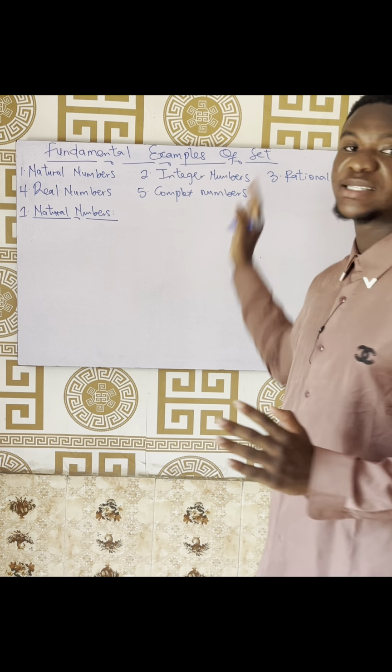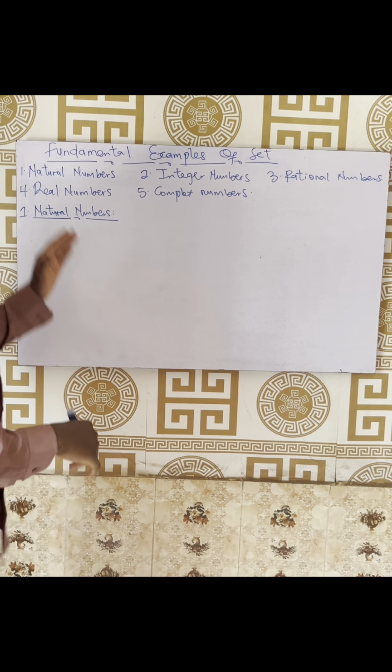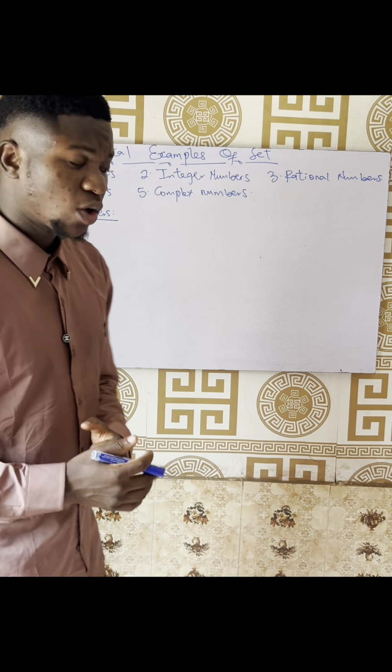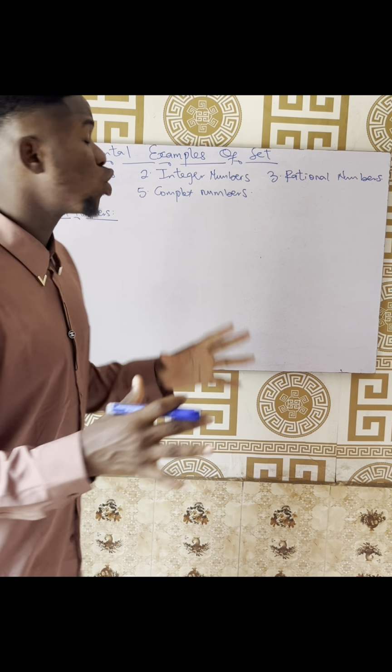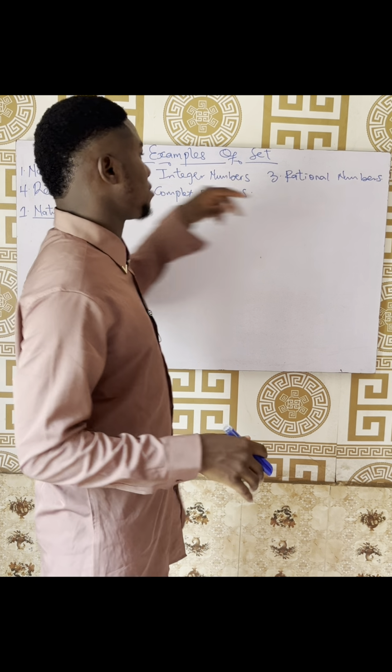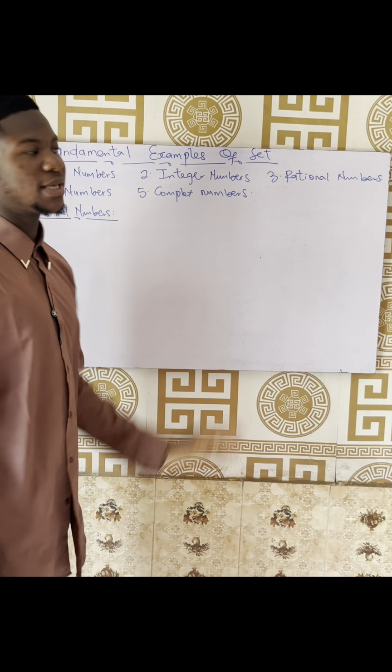Welcome back, guys. In this particular video, we are going to be talking about the fundamental examples of sets and set listing. Let's start with the first one, fundamental examples of sets. This is where we are going to be talking about natural numbers, integer numbers, rational numbers, real numbers, and complex numbers.